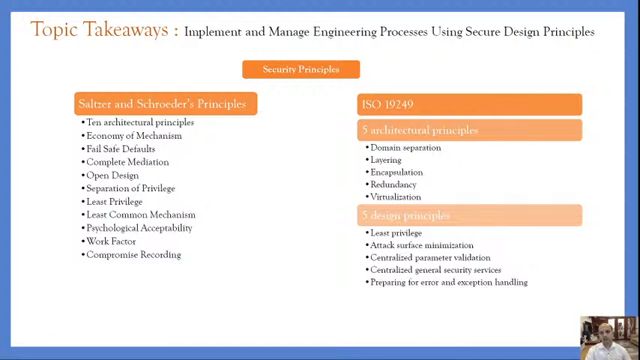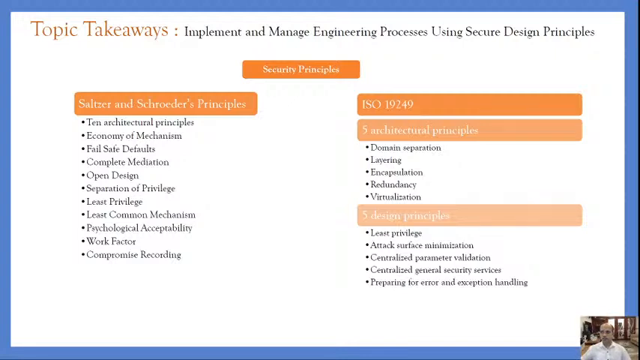Then you also need to understand the ISO 19249 standard. In this particular standard, there are 5 architectural level principles and 5 design principles. The 5 architectural principles are domain separation, layering, encapsulation, redundancy, and virtualization, and the 5 design principles are least privilege, attack surface minimization, centralized parameter validation, centralized security services, and preparing for error and exceptional handling.